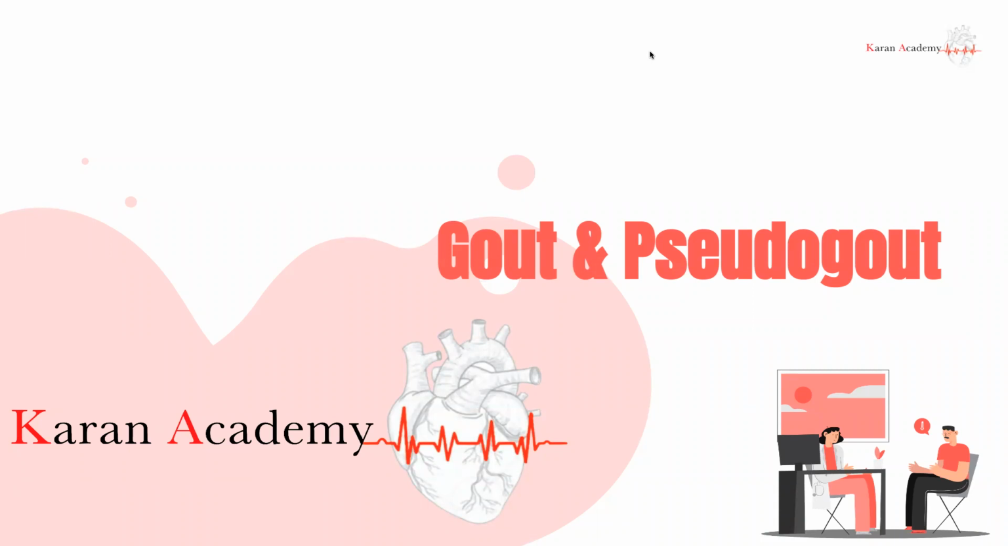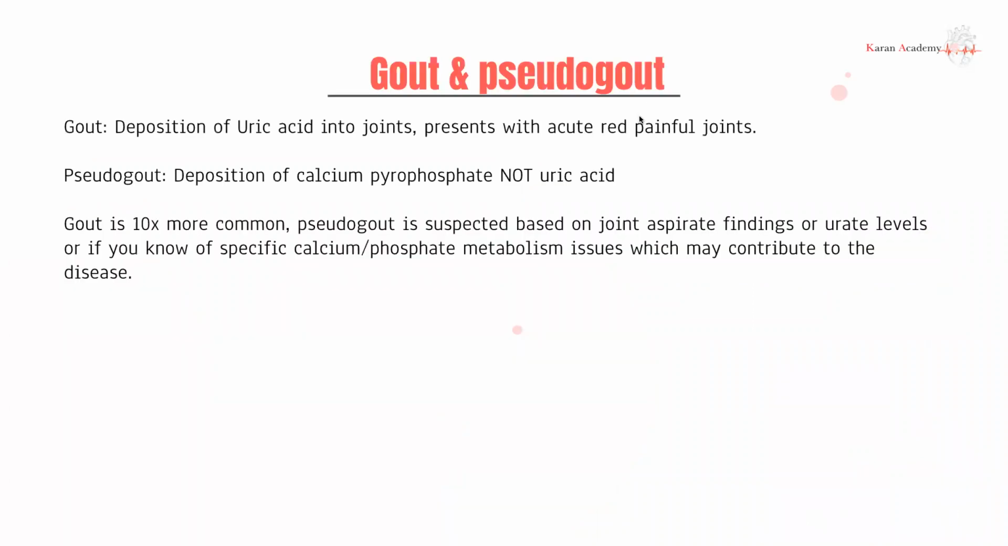My name's Karan, and today we're going to be talking about gout and pseudogout. So, starting off, what is gout? Gout is the deposition of uric acid crystals into the joints, and it presents with acute, red, painful joints.